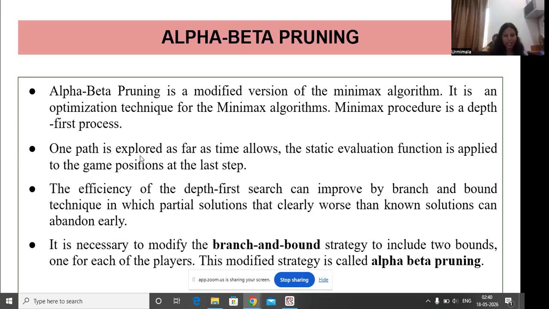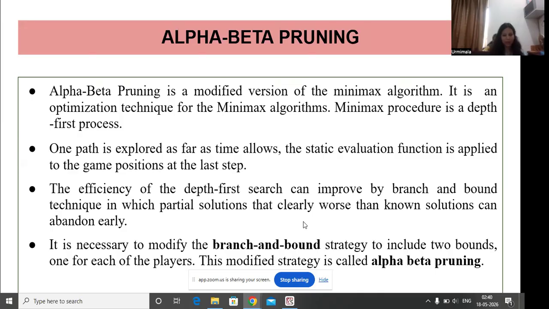Here, one part is explored as far as time allows. The static evaluation function is applied to the game position at the last step. The efficiency of the depth first search can improve by branch and bound technique, in which partial solutions that are clearly worse than known solutions can be abandoned early.